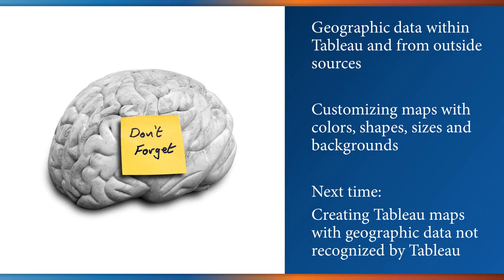So far in this course, we have covered what types of geographic data Tableau allows you to use to create maps, how to connect to a different data source that may hold geographic data that you may want to use in your analysis, how to customize your map by changing colors, shapes, and sizes, and how to customize your map background. In the next section, we will cover creating Tableau maps with geographic data not recognized by Tableau, such as street addresses.